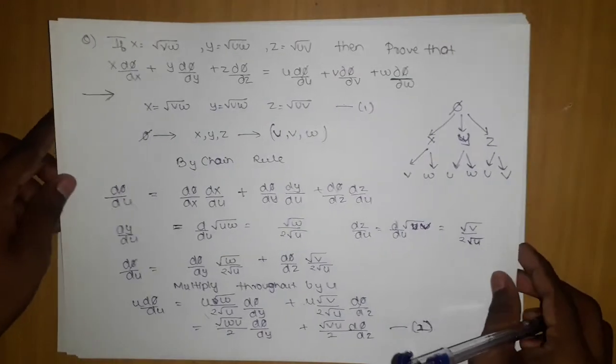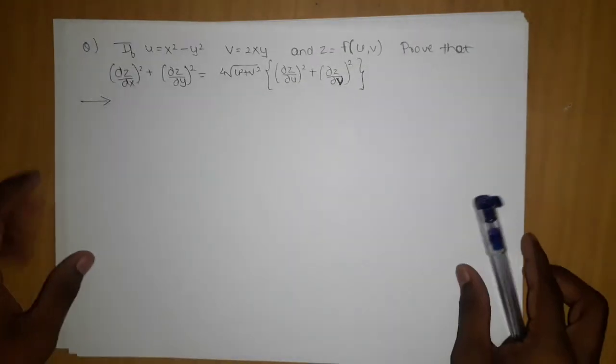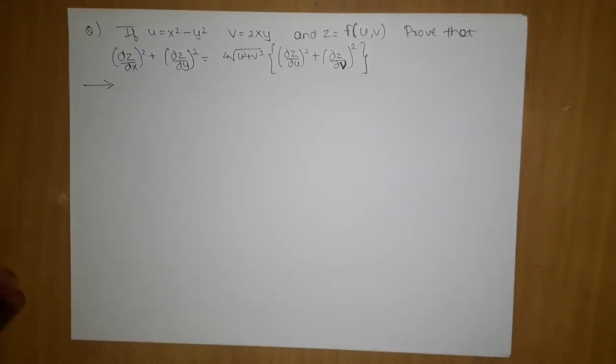Now let's move on to the next question. Hope you have understood each and every step of this problem. Now let's consider the next question, which is this question. So the next question which we are going to do is, if u equals x square minus y square, v equals 2xy, and z equals f of u comma v, prove that dou z by dou x the whole square plus dou z by dou y the whole square equals 4 times under root u square plus v square, bracket, curly bracket, dou z by dou u the whole square plus dou z by dou v the whole square, curly bracket.